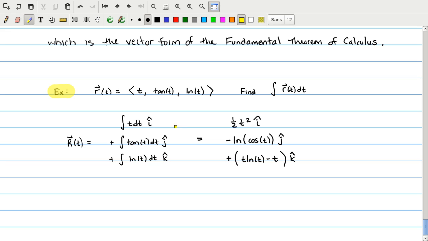So for example, a very simple example to conclude the video: we have some random vector function, t, tangent of t, ln of t, and we can integrate those piece by piece, and this is just an exercise in some Cal 1. t becomes 1/2 t squared, the integral of tangent becomes negative log of cosine, and the integral of ln of t is t ln t minus t. And if you don't remember how to do these Cal 1 integrals, this would be a good time to go remind yourself.